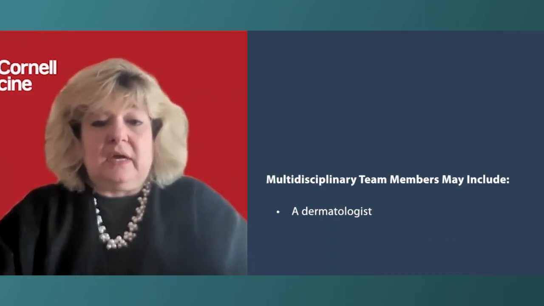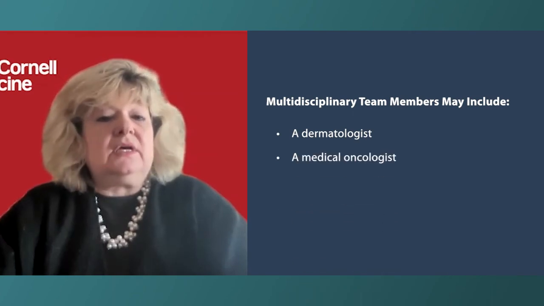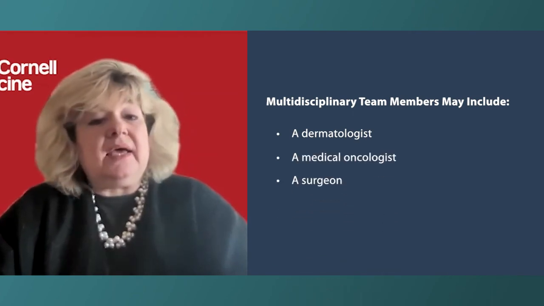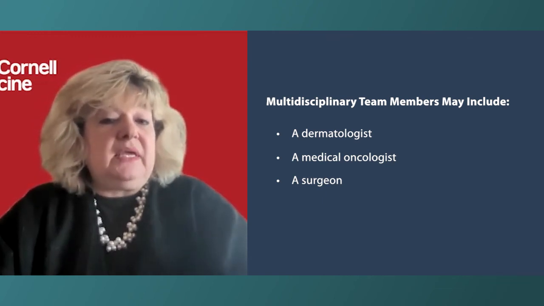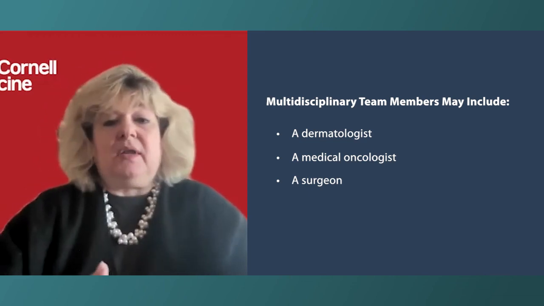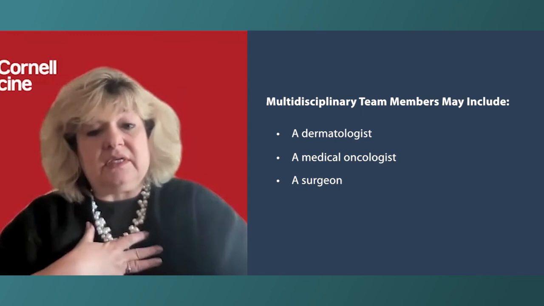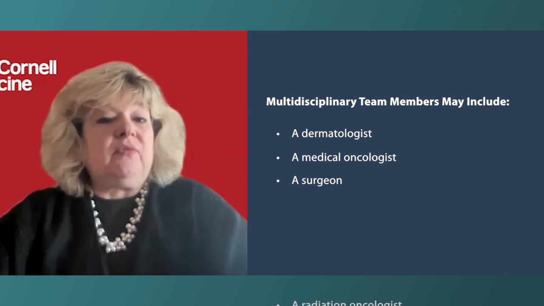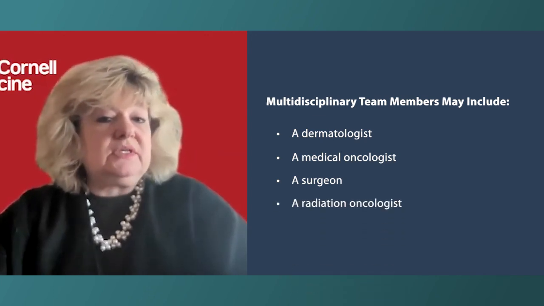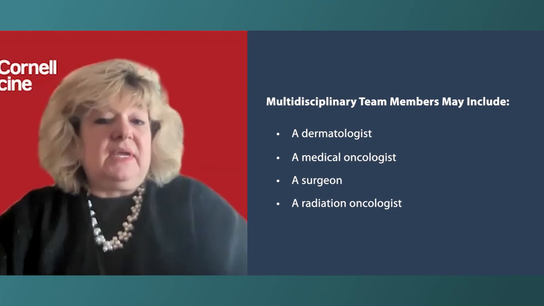So in our academic center, or even in a community setting, that team should include a dermatologist, a medical oncologist, a surgeon, depending on where that cancer is located. Many times it's on the head and neck, so it would be a head and neck surgeon. If it's an extremity or a trunk lesion, then it may be an oncologic general surgeon. Radiation oncology is also important to include because sometimes these are very radiation sensitive tumors, and radiation may be a part of the whole treatment plan.